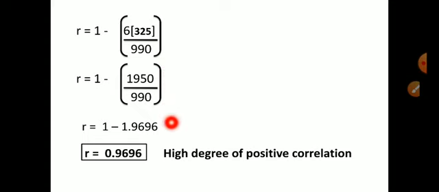You will be getting 1.969696. Then the R value will be 1 minus 1.9696, which is 0.9696. What do we mean by 0.9696? It represents a high degree of positive correlation. Okay, I hope you understood this problem.